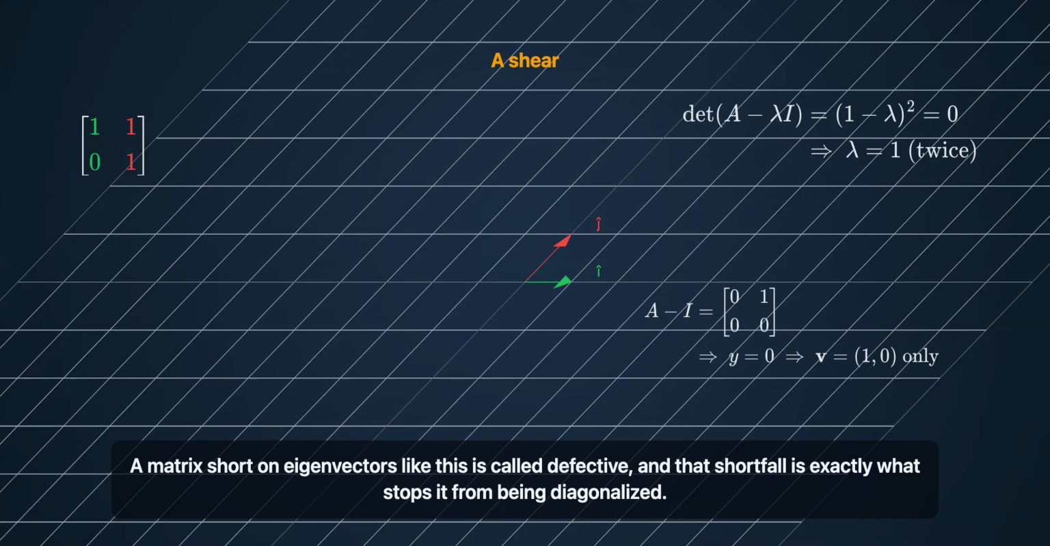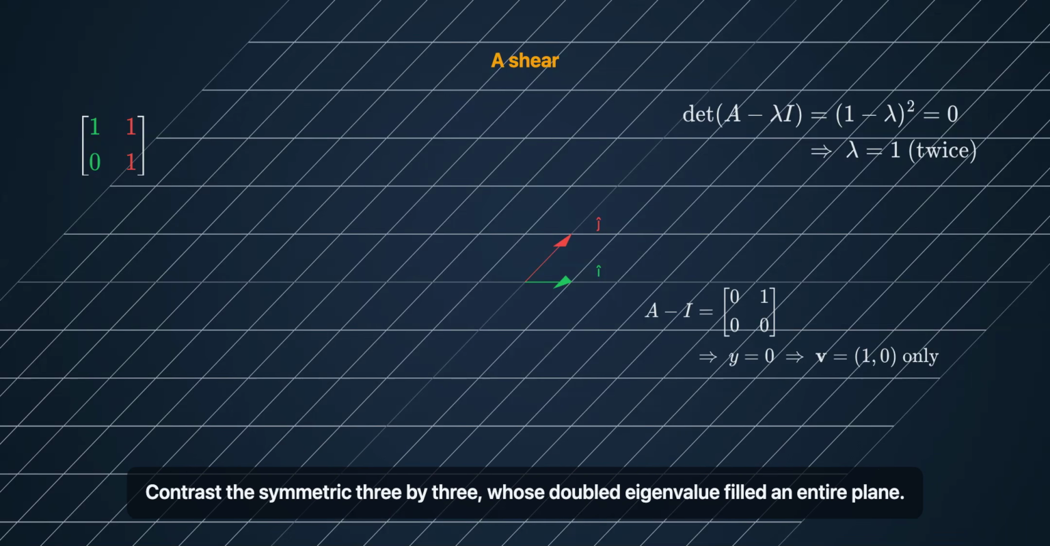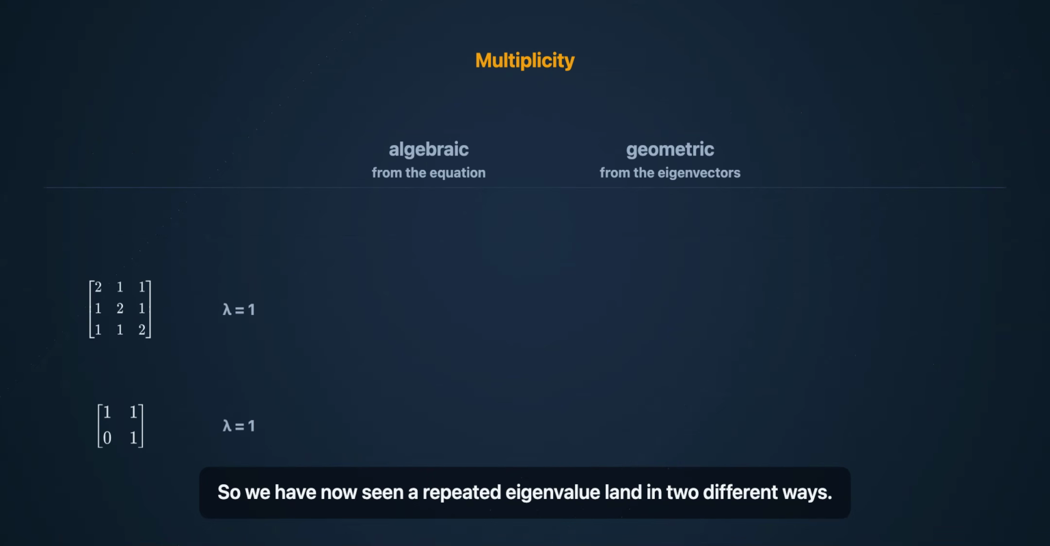A matrix short on eigenvectors like this is called defective, and that shortfall is exactly what stops it from being diagonalized. Contrast the symmetric 3 by 3, whose doubled eigenvalue filled an entire plane. A repeated eigenvalue is a fork, sometimes a whole plane, sometimes it comes up short. So we have now seen a repeated eigenvalue land in two different ways. It filled a whole plane for the 3D matrix, but only a single line for this shear.